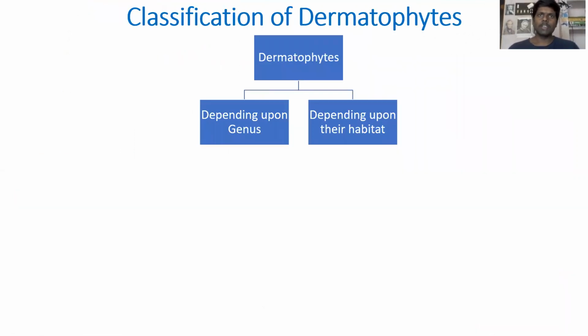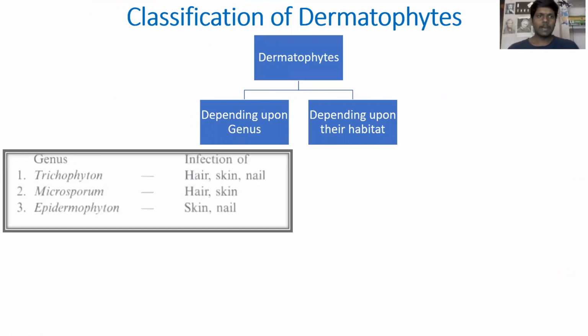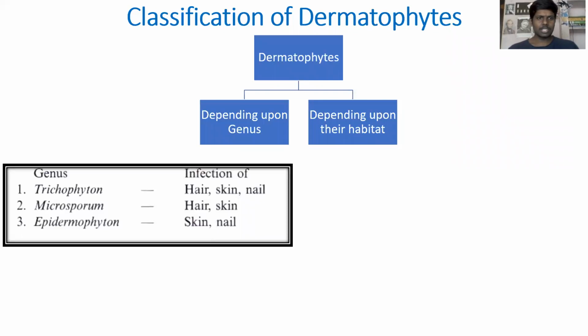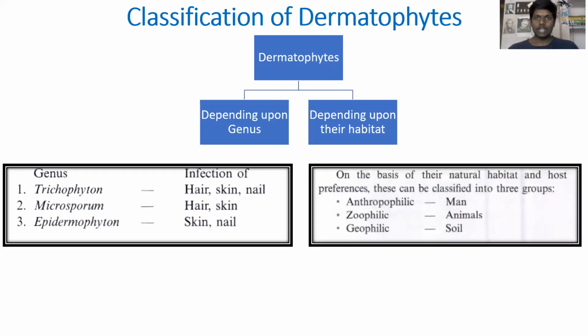Dermatophyte infections are classified into two types, depending upon their genus and depending upon their habitat. Depending upon the genus, they are of three types: Trichophyton species, Microsporum species, and Epidermophyton species. And depending upon their habitat, they are of three types: anthropophilic, which infects man; zoophilic, which infects animals; and geophilic, which is present in the soil. So depending upon these two, we categorize them.